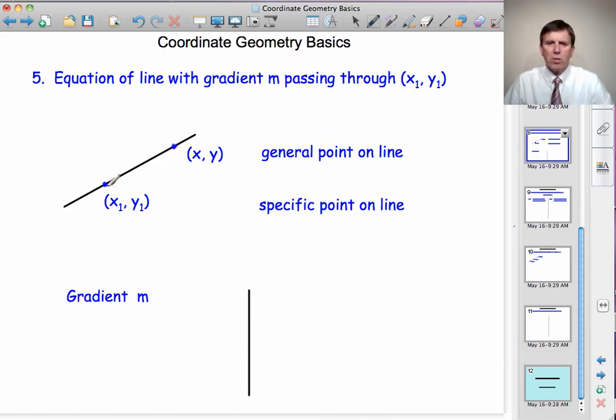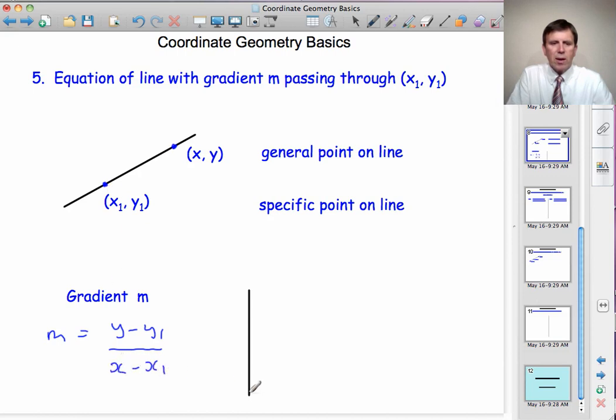One is the specific point, x1, y1, that it passes through, and the other one is what we call the general point. A general point on the line is denoted by x, y, where x and y can vary, so they are variables. Now let's have a look. Using what we know about the gradient is the difference in y's divided by the difference in x's. So I can write that the gradient m is equal to y minus y1, that distance there, divided by x minus x1, that distance there.